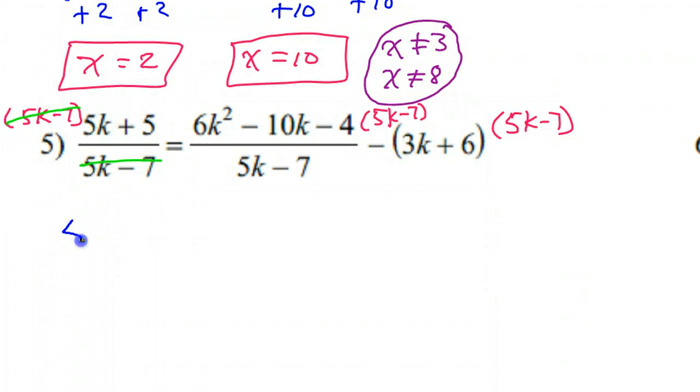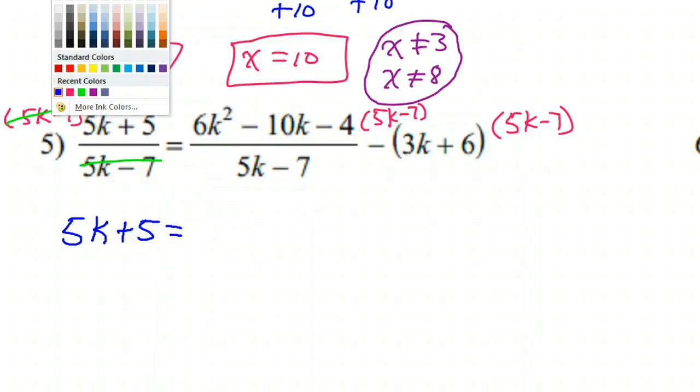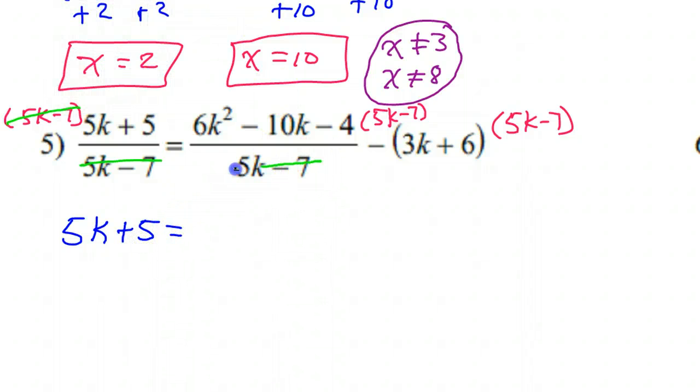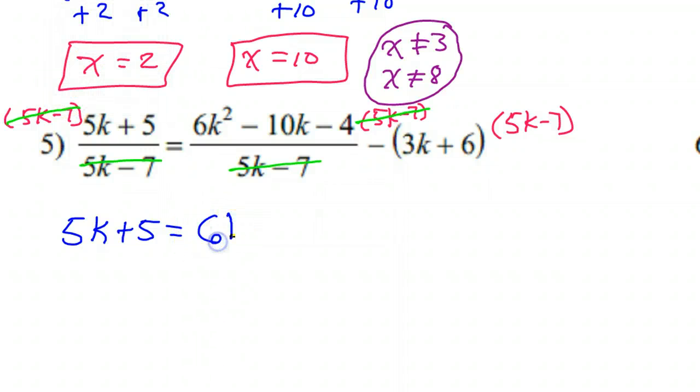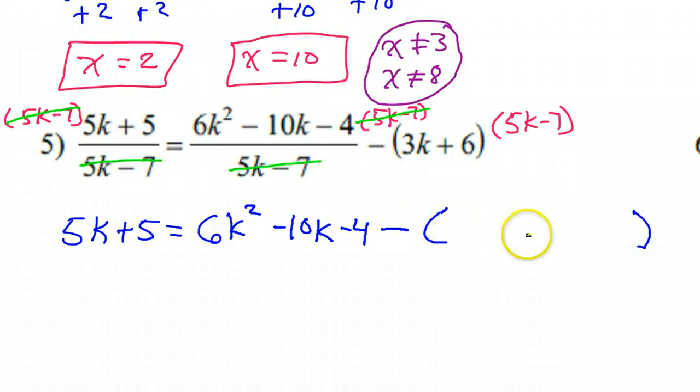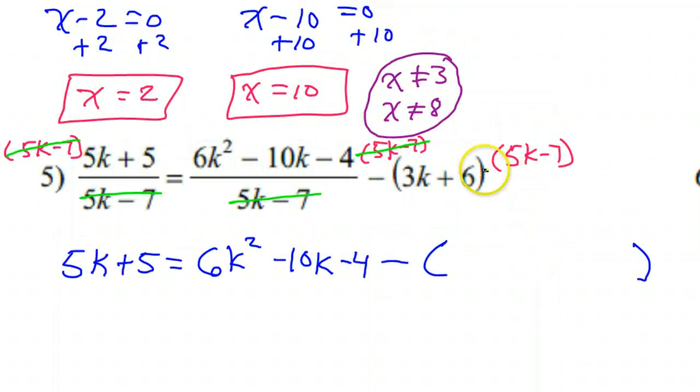So that leaves us with 5k plus 5 equals. In the second fraction, 5k minus 7 cancels out. That leaves me with this entire trinomial. Alright, now here nothing is going to cancel out. So I need to double distribute this. And see that negative sign? The trinomial I'm about to get has to stay in parentheses.